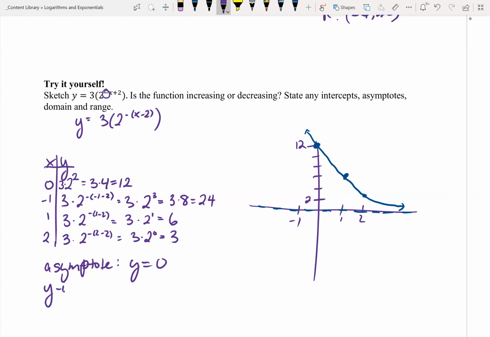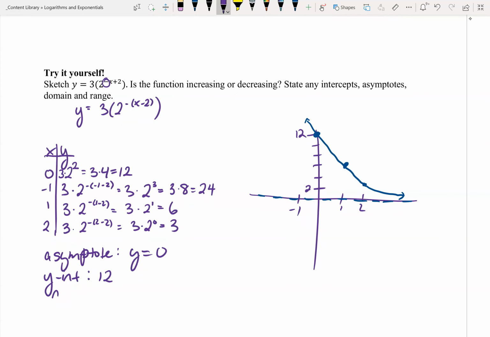And then we have a y-intercept at 12. There is no x-intercept. This is a decreasing function. So this is the example where your base has a value that's larger than 1 and it's positive, but we had a reflection in the y-axis which changed our function so that it's actually decreasing. Then your domain is from -infinity to positive infinity, and lastly your range is from 0 to infinity.